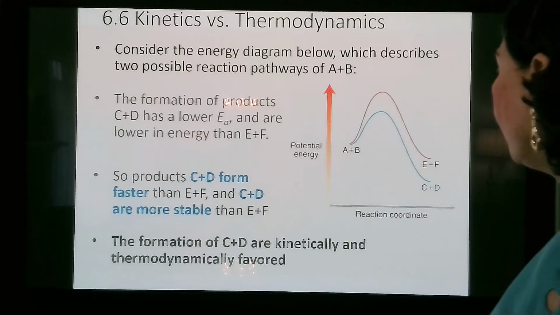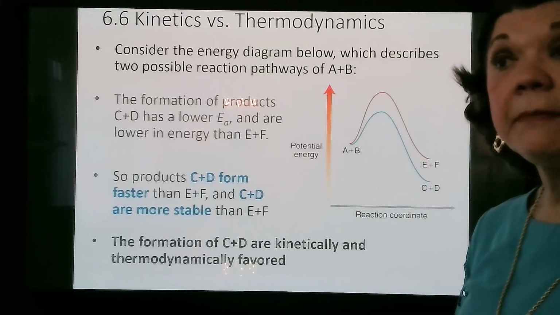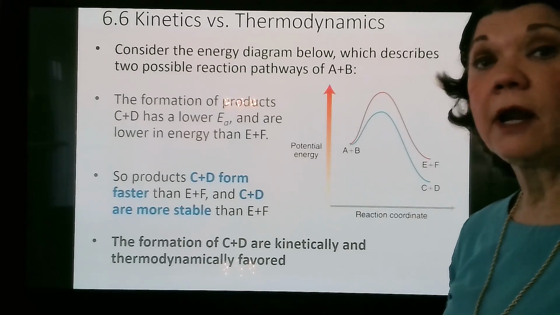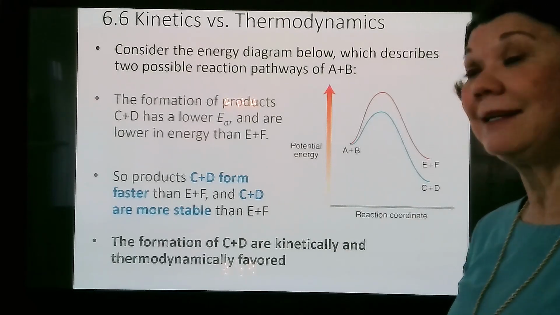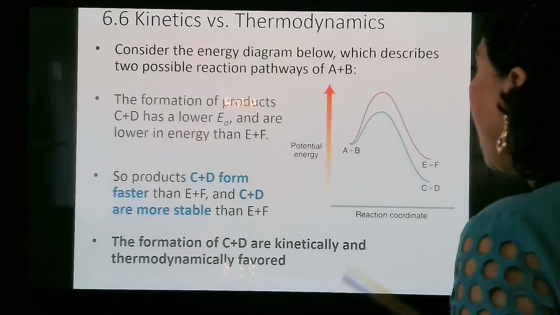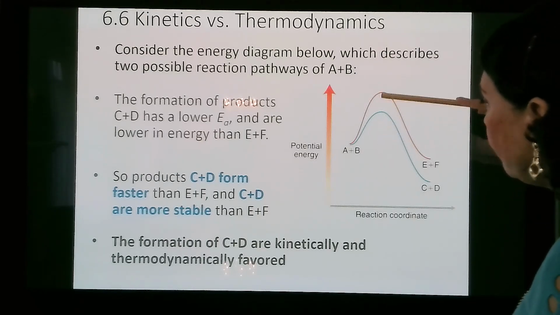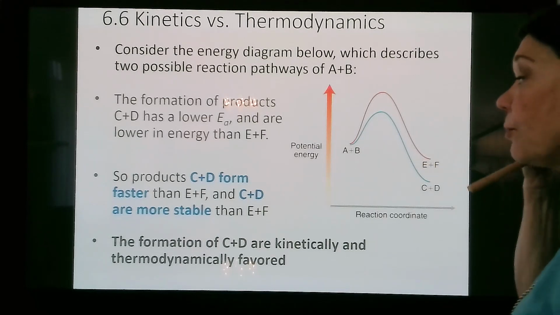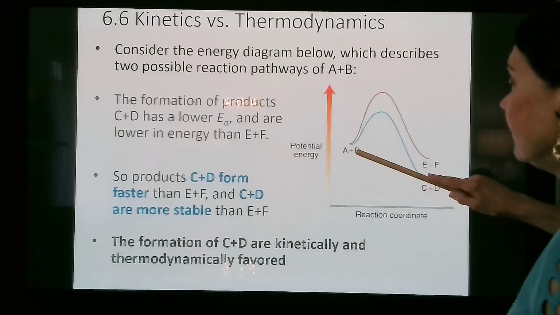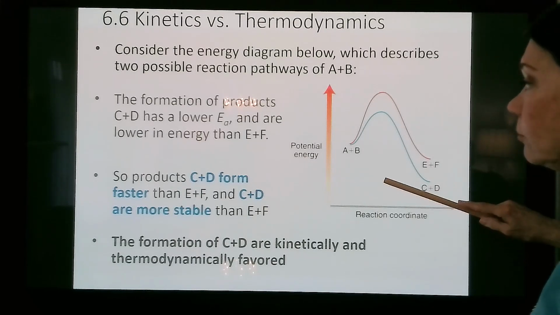Kinetics versus thermodynamics. Now, you can also have thermodynamics come into play in a kinetically controlled reaction. Just because thermodynamics are important in a reaction doesn't mean that it's necessarily an equilibrium. So here we're going to see an example of a kinetically controlled reaction. The energy of activation would be important here to both A and B reacting to give you C and D, as well as A and B reacting to give you E and F.